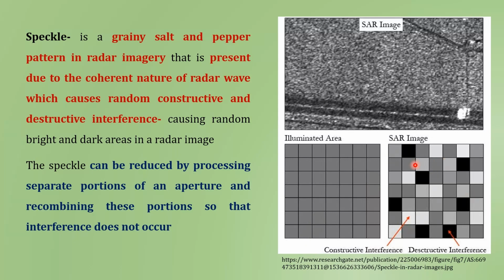So these random bright and dark areas in the radar image give it a grainy salt and pepper pattern, which is referred to as the speckle. And this speckle can be reduced by processing separate portions of an aperture and recombining these portions so that interference does not occur.